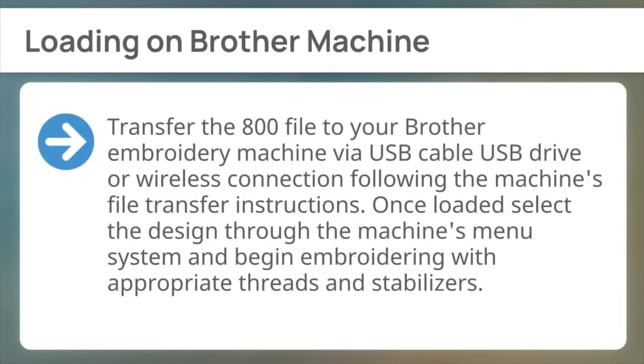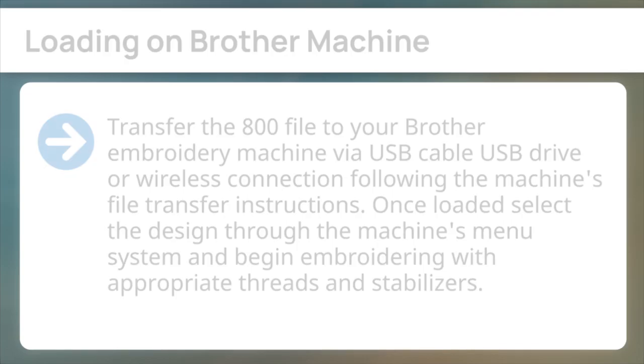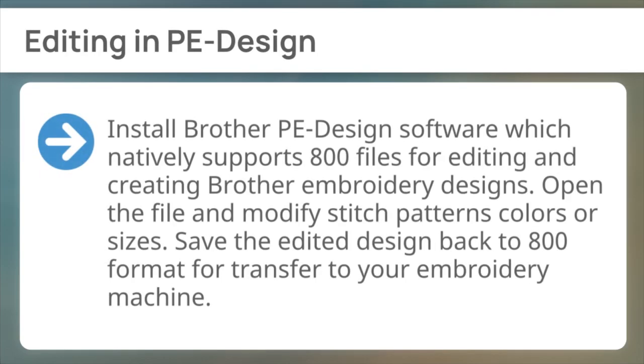Transfer the 800 file to your Brother embroidery machine via USB cable, USB drive, or wireless connection following the machine's file transfer instructions. Once loaded, select the design through the machine's menu system and begin embroidering with appropriate threads and stabilizers. Next, editing in PE Design.